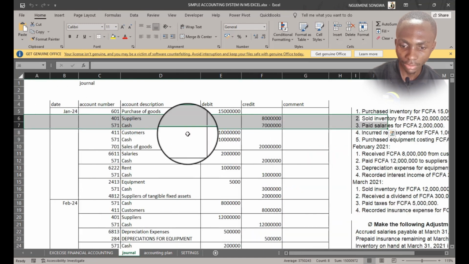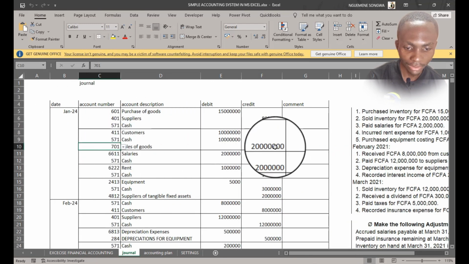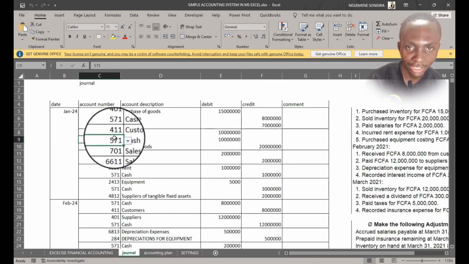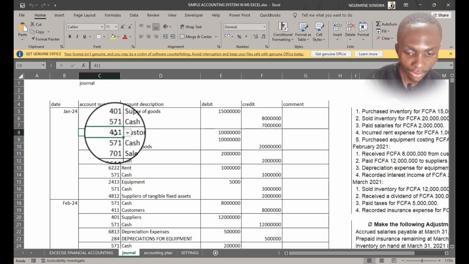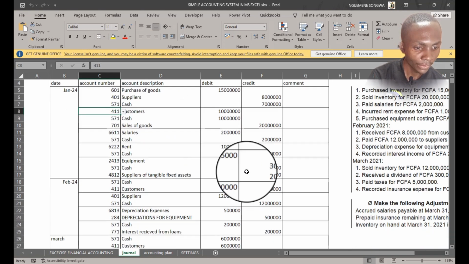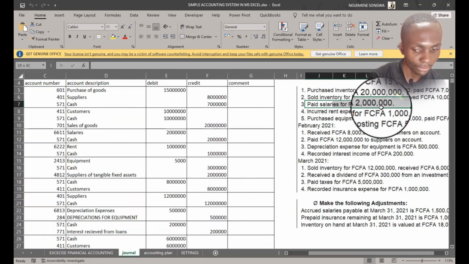Next transaction is sold goods for 20 million and paid 10 million. So this is it. Sales of goods, we credit the sales of goods account, to the debit of cash 10 million and the customer who is owing us also 10 million. The next transaction is paid salaries for 2 million.